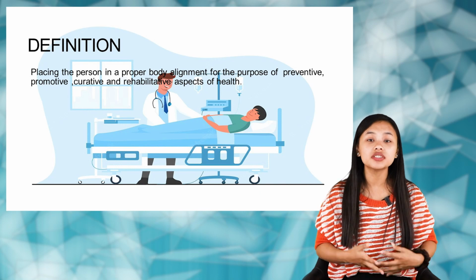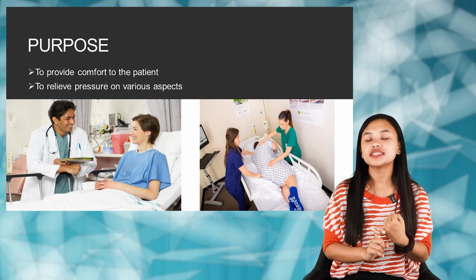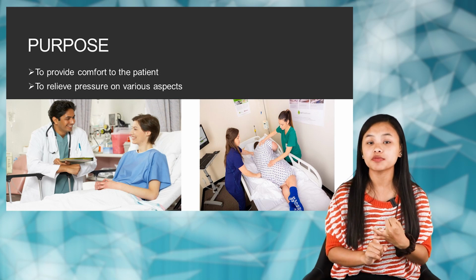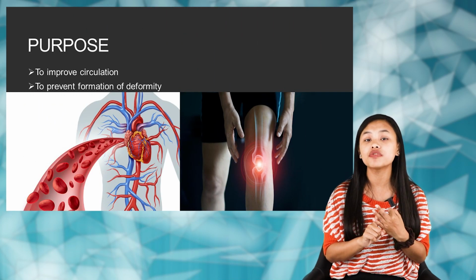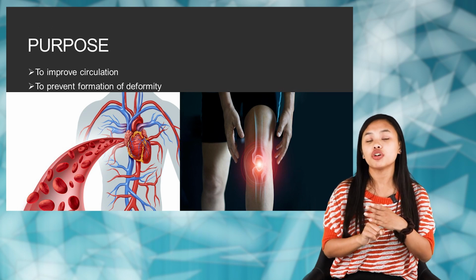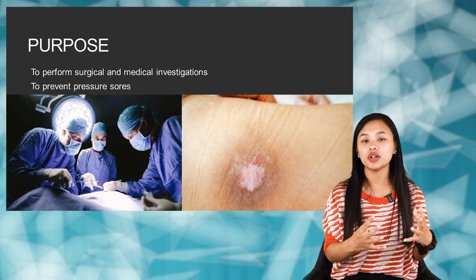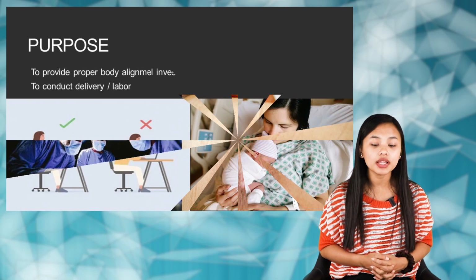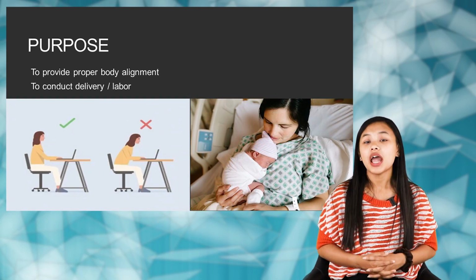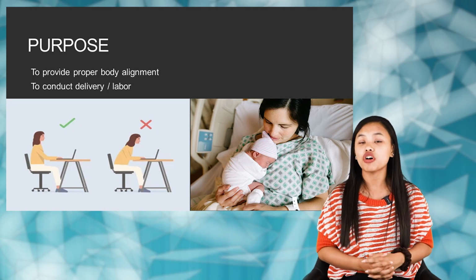In simple words, the first purpose of body position is to provide comfort to the patient. The second is to relieve pressure on various aspects of the body. A good body position also helps to improve circulation. It prevents formation of deformity. It allows us to carry out various diagnostic procedures. It also allows us to perform various medical as well as surgical interventions for the patient, to prevent pressure ulcers, to promote proper body alignment, as well as to conduct the delivery of a child. So these are the purposes of positioning.